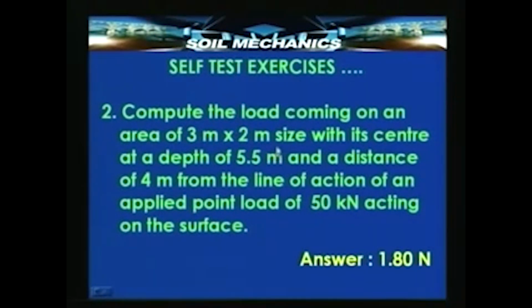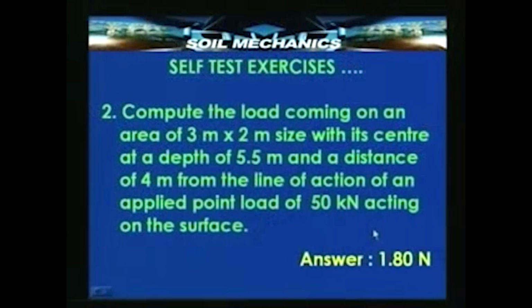The next problem is an area of size 3 meters by 2 meters. We want the total load that is being carried by this area when its center is at a depth of 5.5 meters, not directly below the concentrated load, but at a distance of 4 meters from the line of action of the concentrated applied load. The applied load is 50 kilonewtons acting on the surface. The answer will be 1.80 kilonewtons.